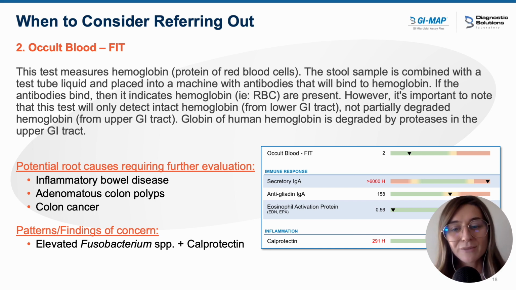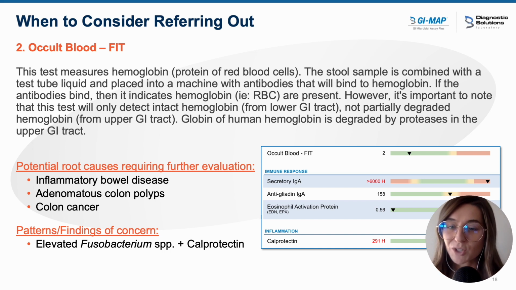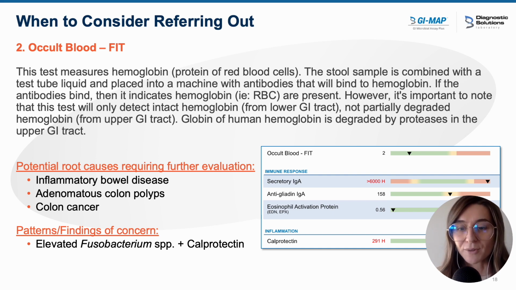If there's a family history of adenomatous colon polyps or colon cancer, or a family history of inflammatory bowel disease, or this individual is past due on a colonoscopy, all reasons to consider referral out for further investigation.